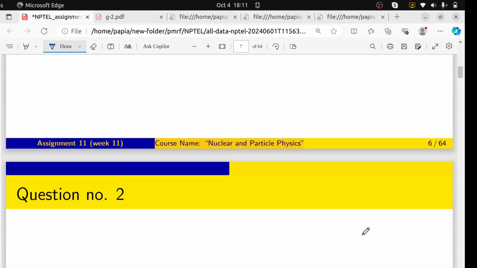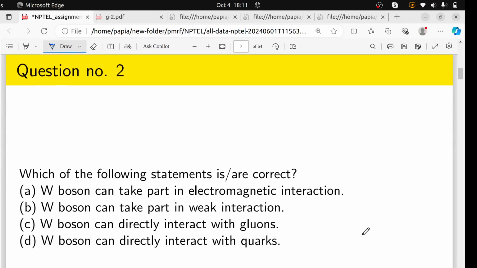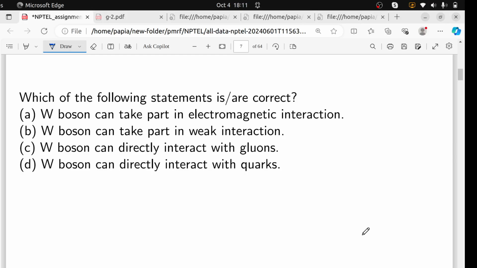Now come to the second question. The second question is very similar, but instead of photon we are going to talk about W boson. Which of the following statements is or are correct? W boson can take part in electromagnetic interaction. W boson can take part in weak interaction. W boson can directly interact with gluons. W boson can directly interact with quarks. Okay.